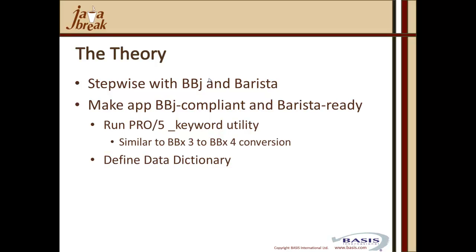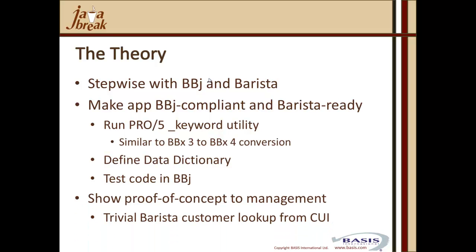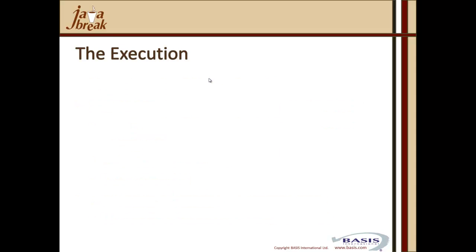Then, to make the application Barista aware or Barista ready, we needed to define a data dictionary. And we have a multiplicity of tools, and there are other Java breaks that will talk about that step and how easy it is to get to that step from existing IO list or string template definitions of your data files. And then we needed to make sure to test the code in BBJ, ensure that there weren't any incompatibilities when we went to the run stage. And then we wanted to show a proof of concept to management. We wanted to implement a trivial Barista customer lookup from within the character user interface.